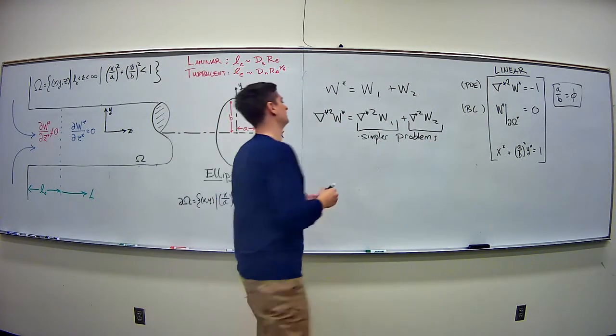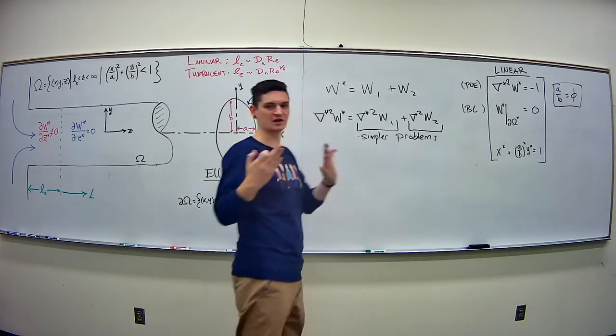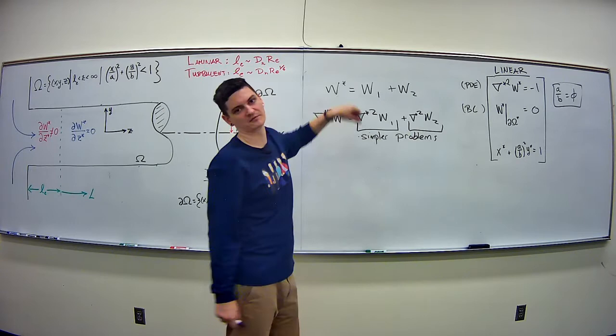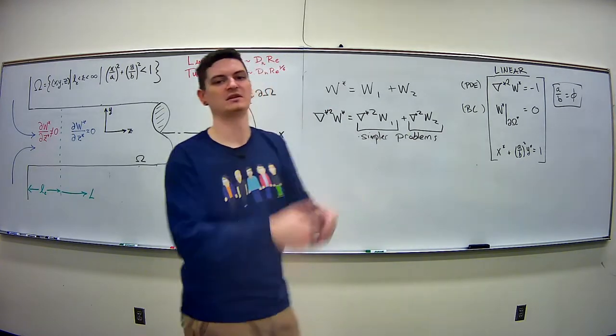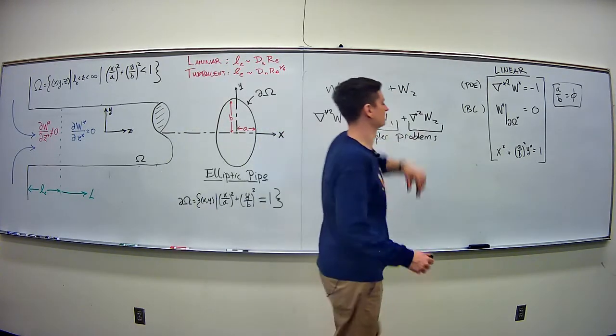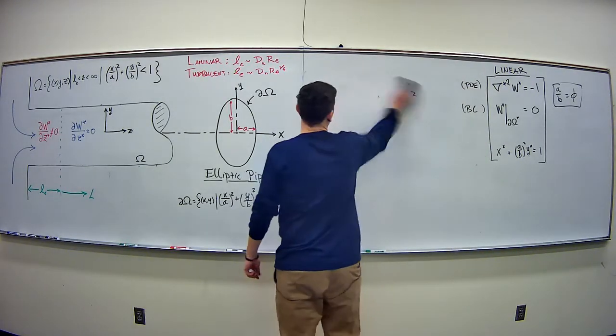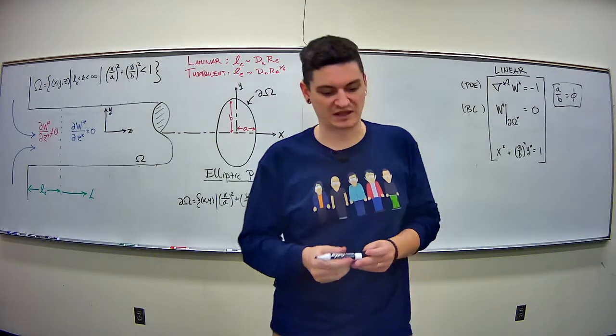Then these output the actual functions that are W1 and W2. Well, then I could figure out the full solution because I could just add them up. All this comes from the fact that this is a linear differential equation, so I'm allowed to do this. So that's really the trick that you end up doing here.